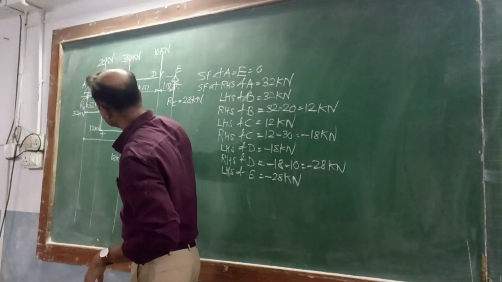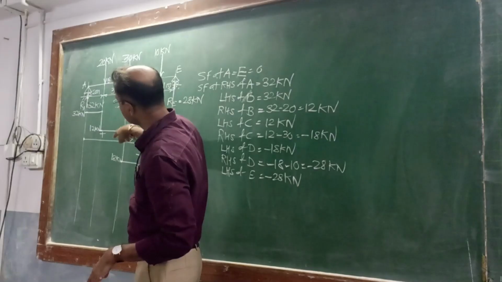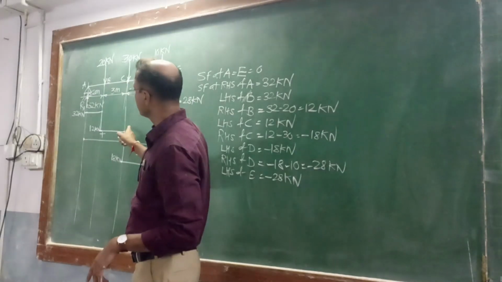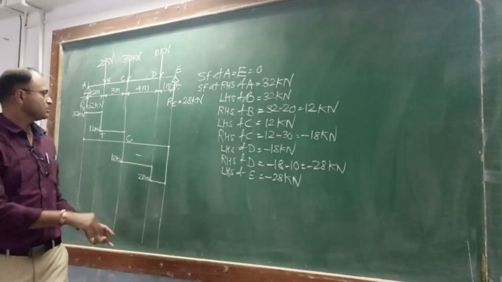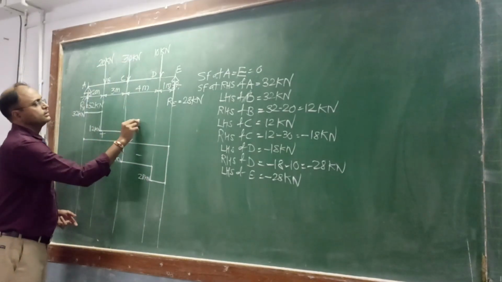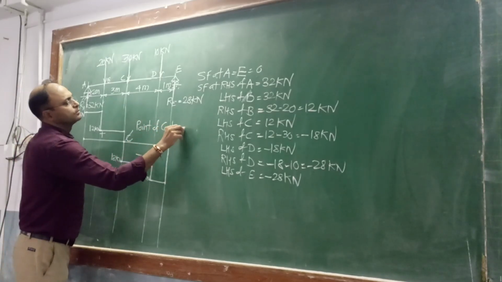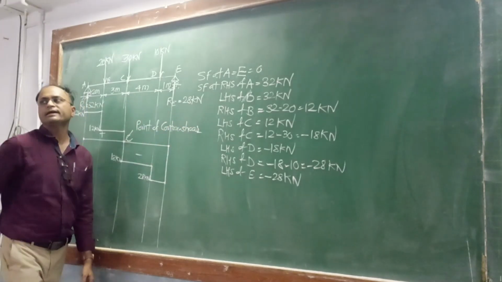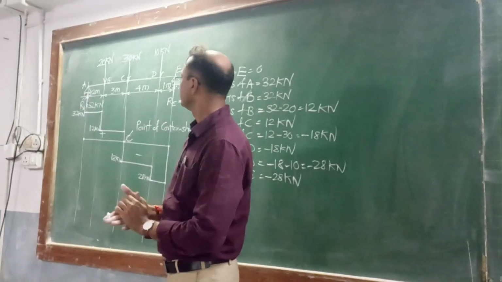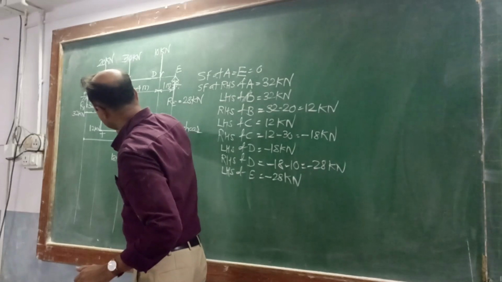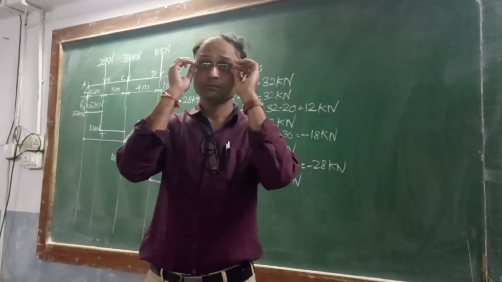At point C, the value is positive as well as negative. So here the shear force changes sign from positive to negative. Such a point is called the point of contra shear. Right? You make that point as the point of contra shear. Point of contra shear. Write down the definition.